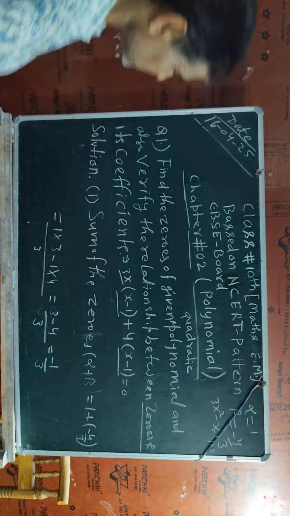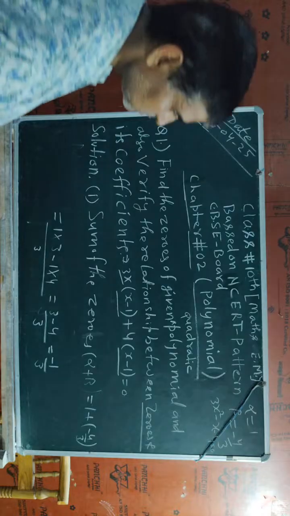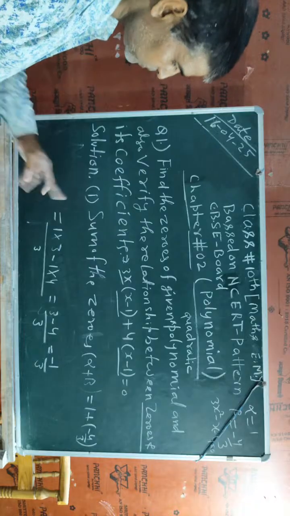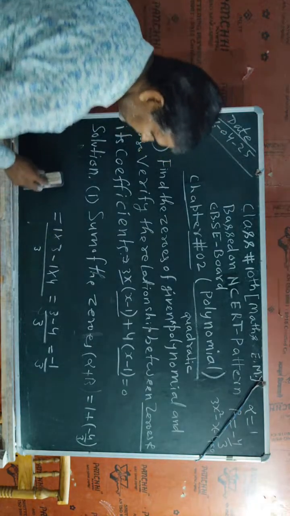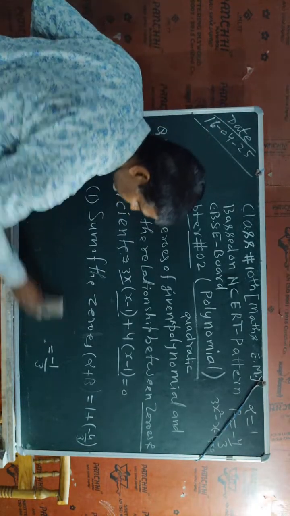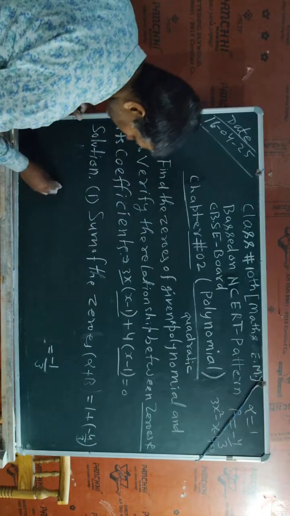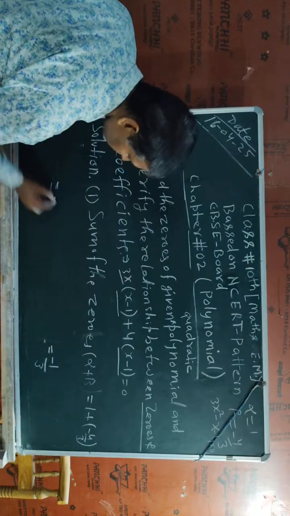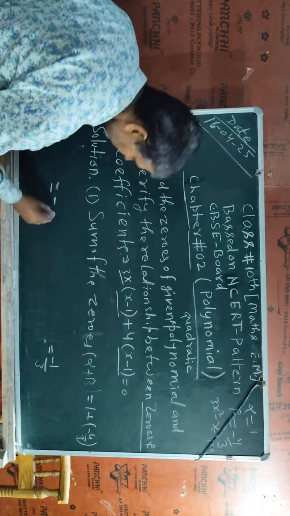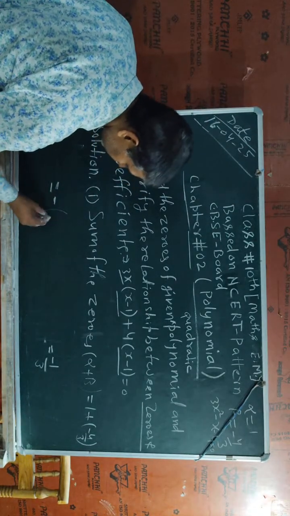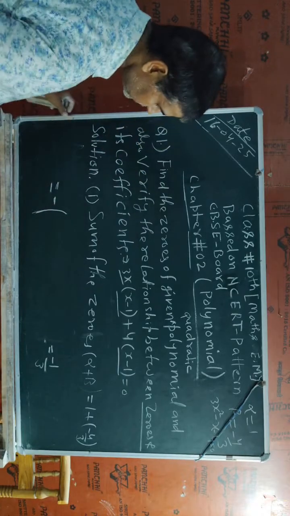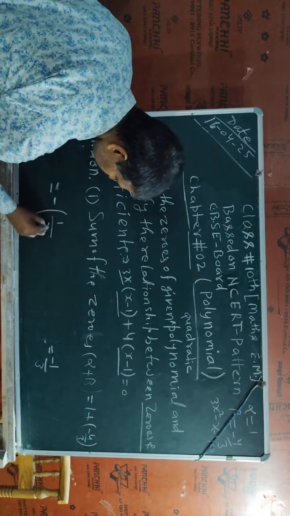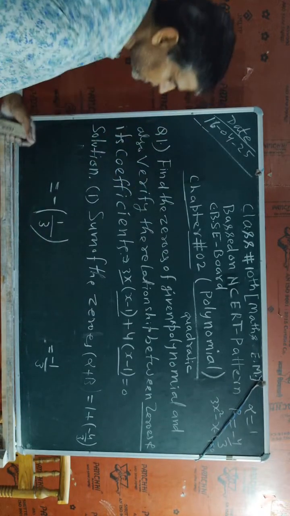It will become plus sign. Sum of the roots. Okay. So I am going to arrange it in the form of coefficient. So I will put here minus sign, and then again here I will write 1 divided by 3.